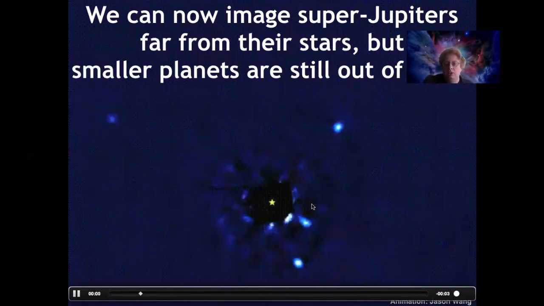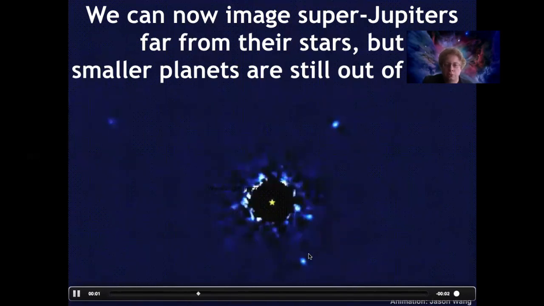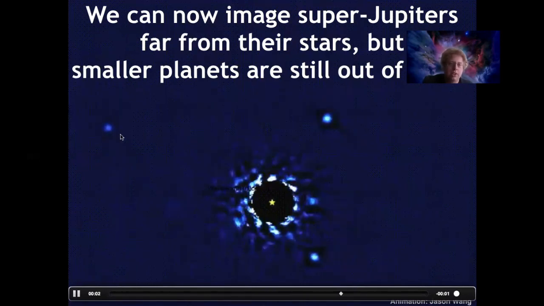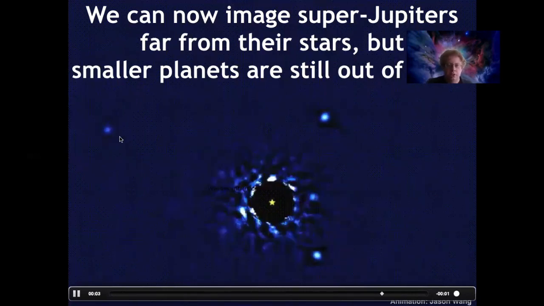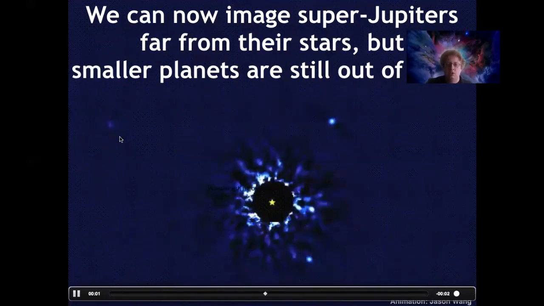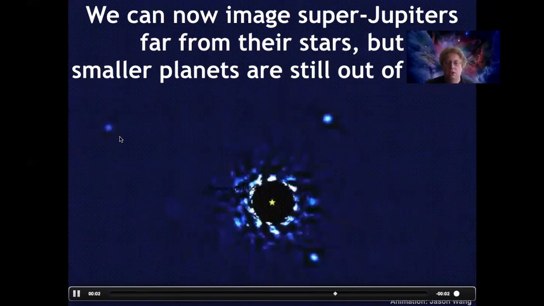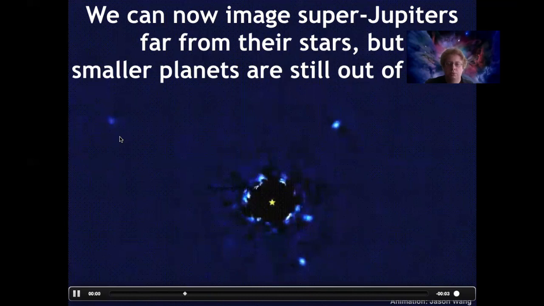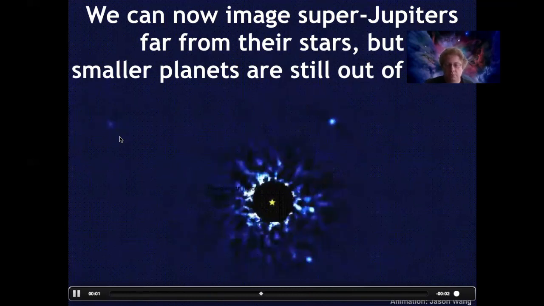And you can see on images taken over many years that there are these four dots that are moving all around the star. There's one here, here, here, and here. These are the planets HR 8799 b, c, d, and e. And these are perhaps some of the nicest images of planetary systems that we have today.